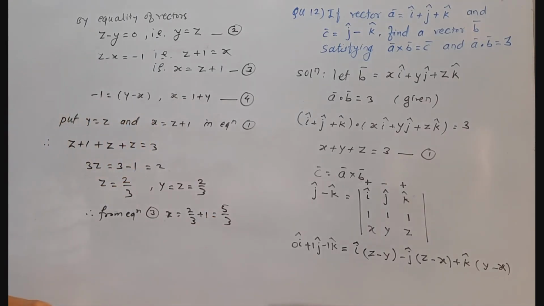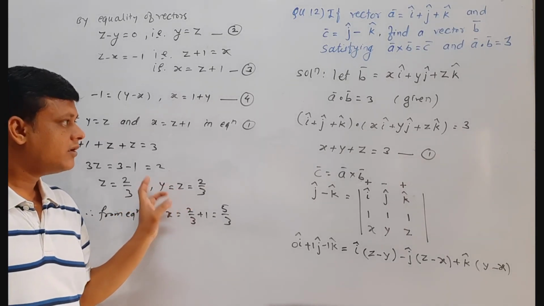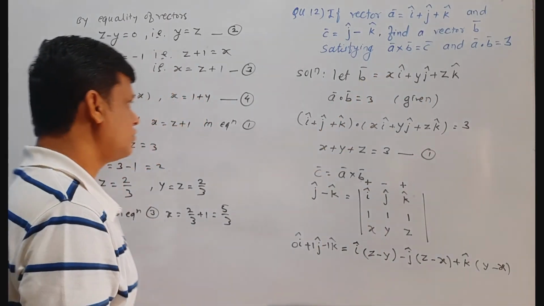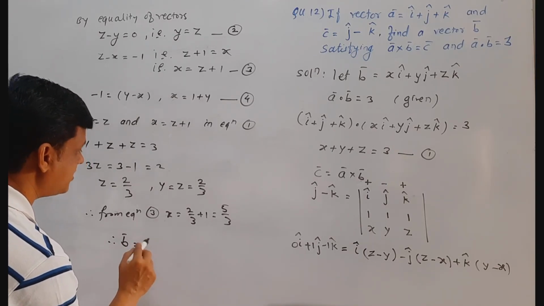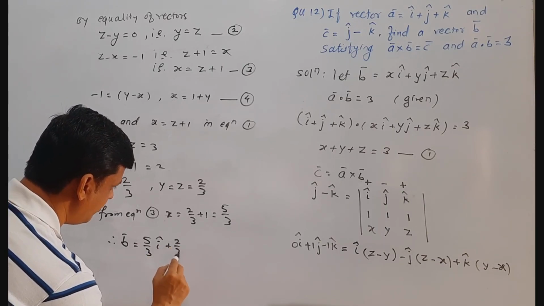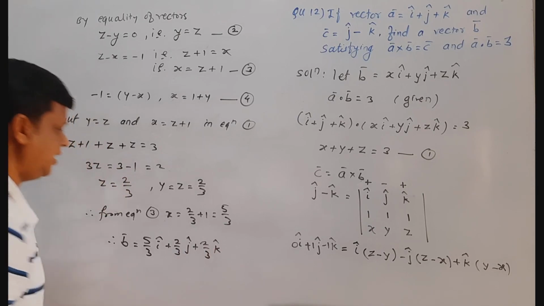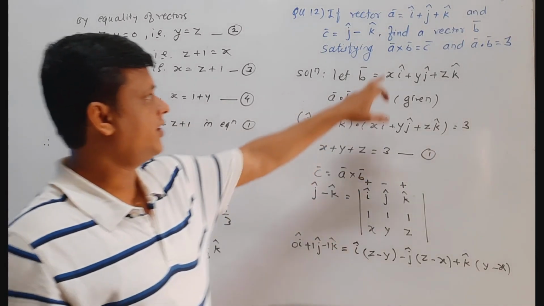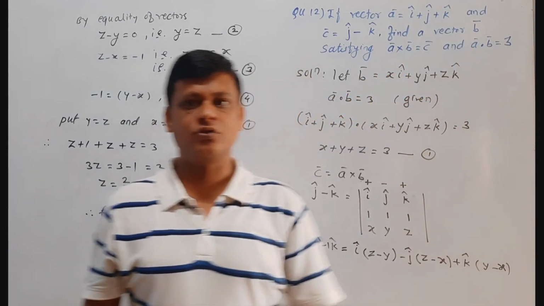So in this way we get the value of x, the value of y, and the value of z. So we consider vector b in the form of x, y, z. Therefore vector b is equal to 5 by 3 i plus 2 by 3 j plus 2 by 3 k. So in this way we find vector b by using the given conditions a bar cross b bar equals c bar and a bar dot b bar equals 3.